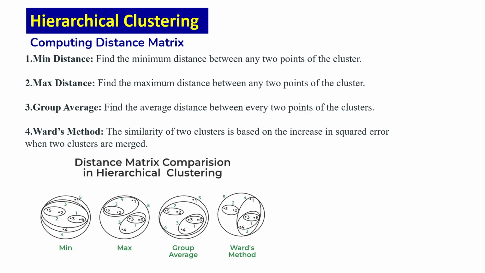How do you calculate distance? You can calculate the minimum distance between 2 points of the clusters. You can calculate the maximum distance also, finding the maximum distance between 2 points of the clusters. That is another way, or you can always calculate the group average or Ward's method. In this case Ward's method is distinctly different: it merges 2 clusters based on the increase in squared error when the 2 clusters are merged. Okay. So, I just wanted to explain how it went on.